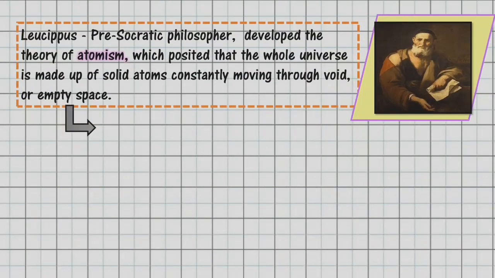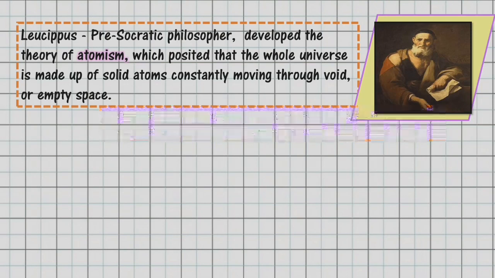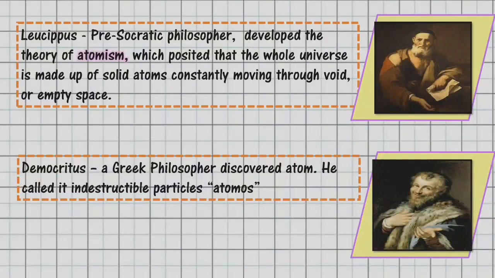The first one is Leucippus. Leucippus was a pre-Socratic philosopher who developed the theory of atomism. Atomism is a natural philosophy proposing that the physical world is composed of fundamental components, which are known as atoms. The second one is Democritus. He was a student of Leucippus and a Greek philosopher who discovered the atom. He called it indestructible particles.